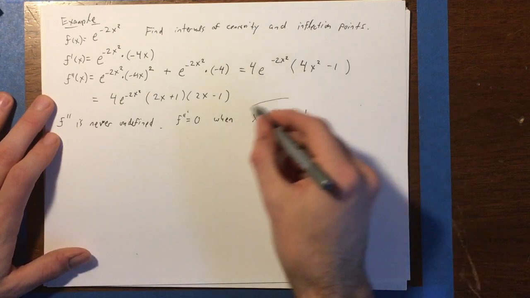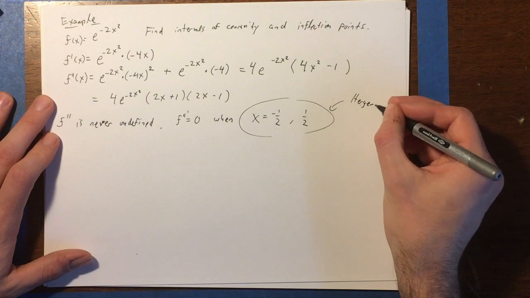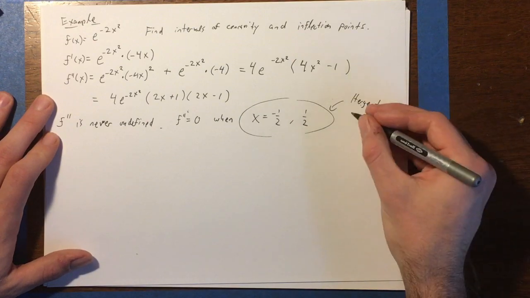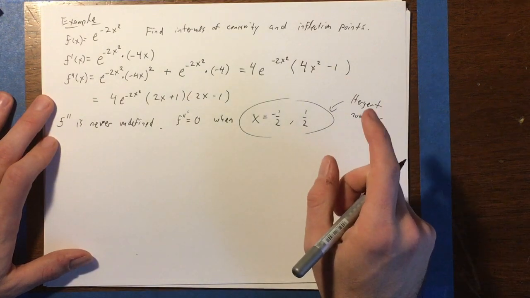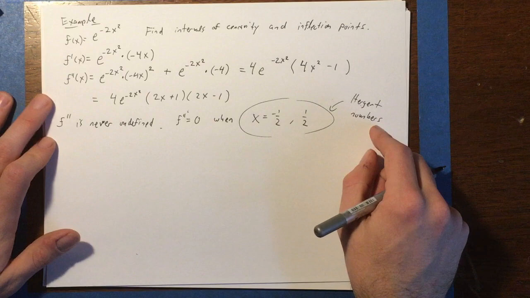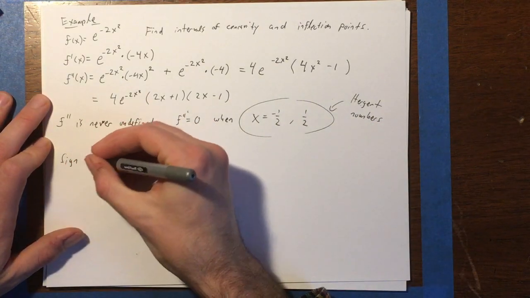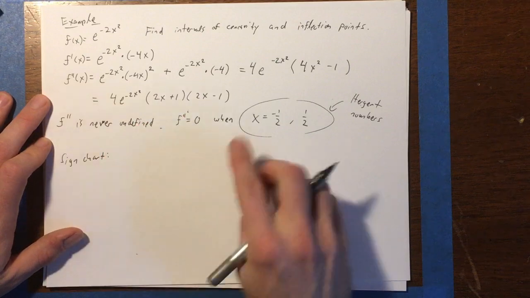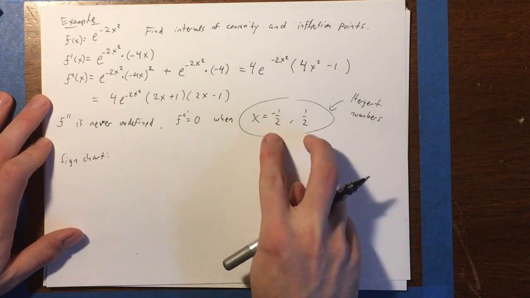So there we go. Those right there are our potential inflection points. Now we have to do a sign chart to figure out if they actually are inflection points. So the sign chart: those are the only places where it's possible that f double prime could change sign.